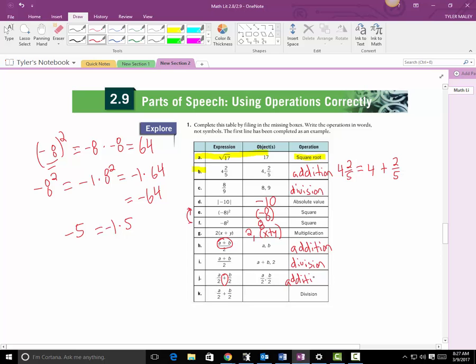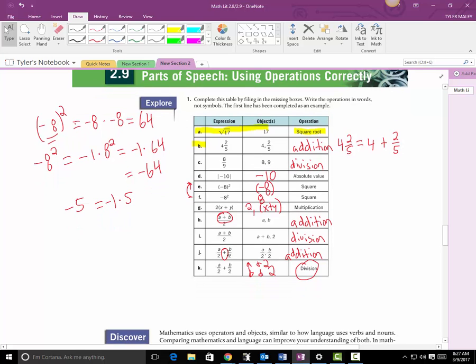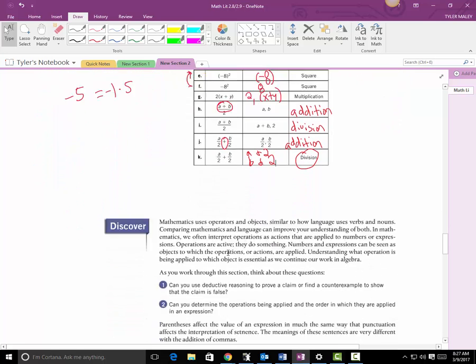And then lastly, part K, we're given the same expression. We're told the operation is division. So what's going on between them, or what are the objects that are being divided? Well, that's a and 2, and then b and 2. Right, so we actually have two things being divided, so we have two sets of objects. So a and 2 and b and 2. Right? So hopefully that got you thinking about what types of operations are going on between the different objects.